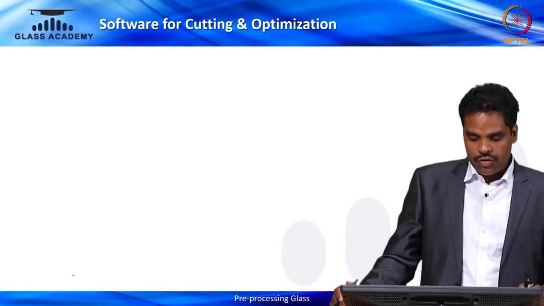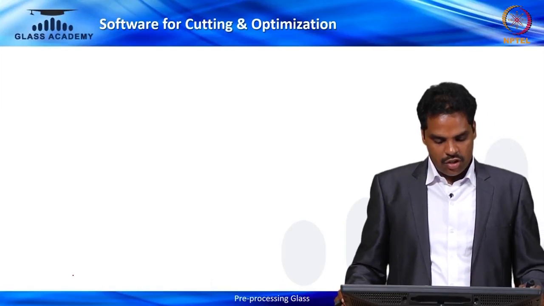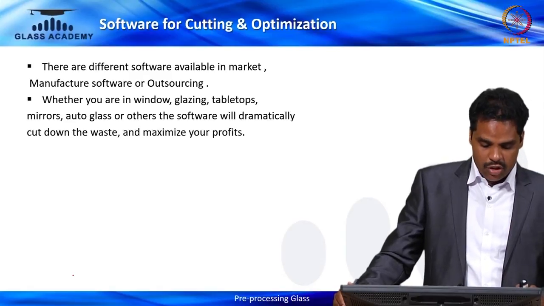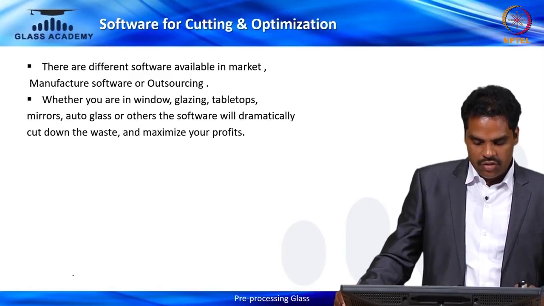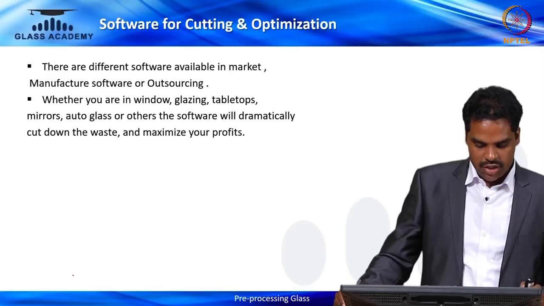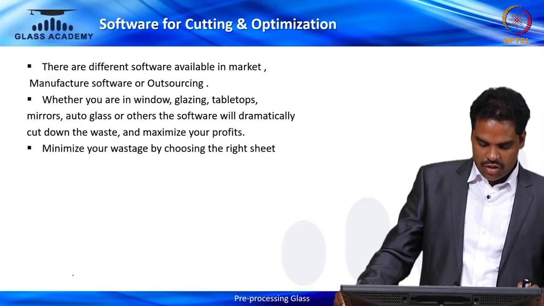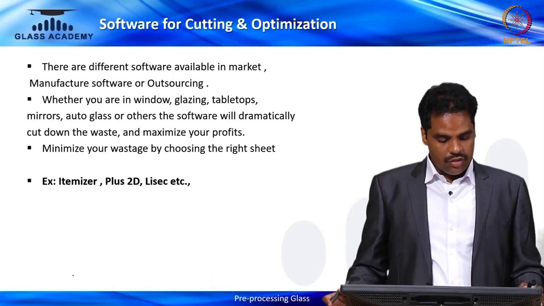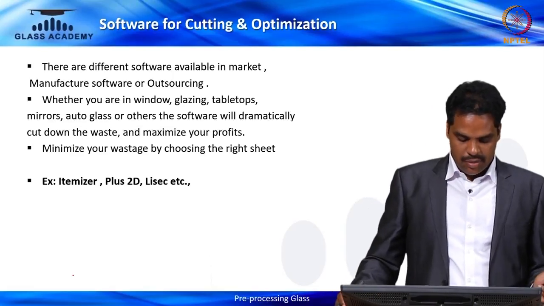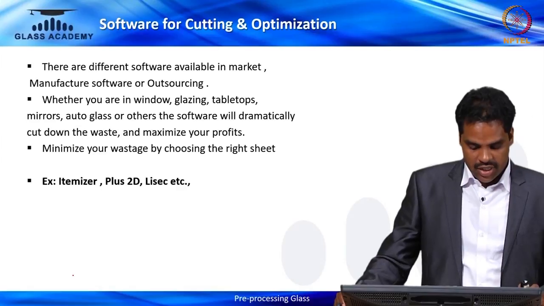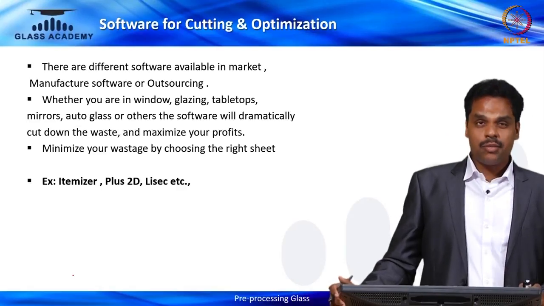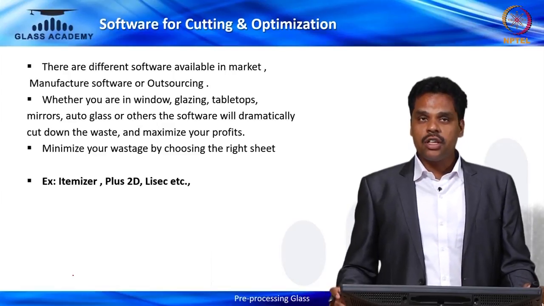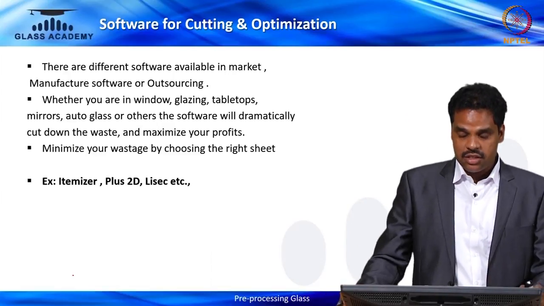There are different software tools available for cutting and optimization. Whether you are in windows, glazing, tabletops, mirrors, auto glass or other work, software will dramatically cut down the waste and maximize your profits. Minimize your wastage by choosing the right sheets. There are different software available, for example, Optimizer, Plus2D, Lysak, etc. Sometimes the cutting machine manufacturer himself can provide you good cutting optimization software.